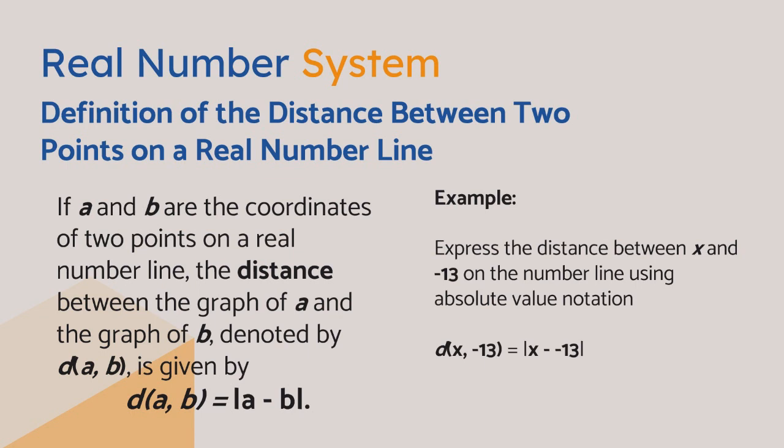What you do is, that's d, and then your a would be x. You can have x for the b and negative 13 for the a. It doesn't matter since it's absolute value, but let's say x is your a and negative 13 is your b. So you place x first and negative 13 afterward.